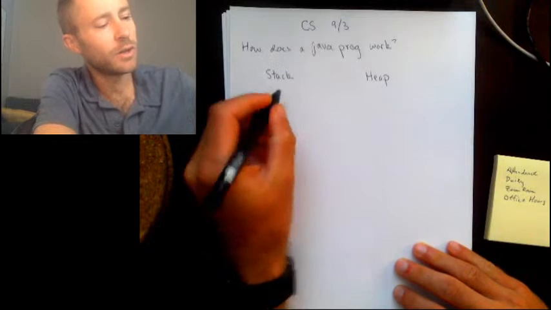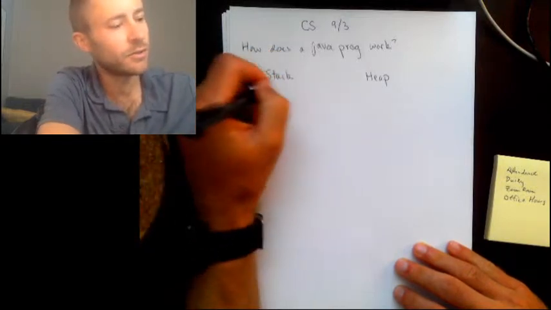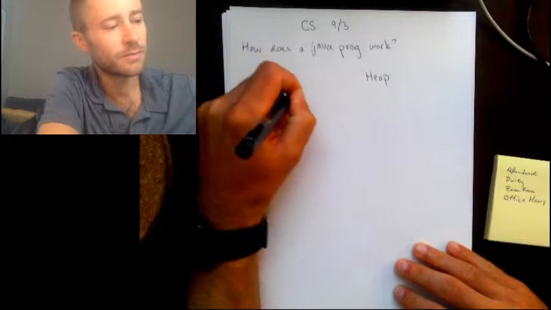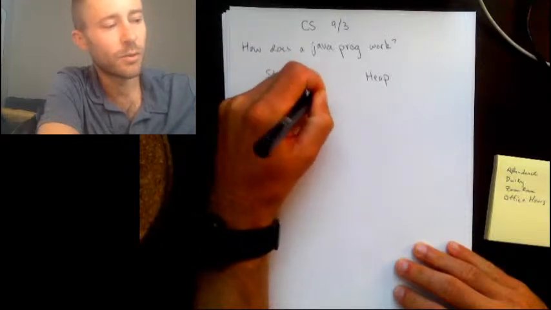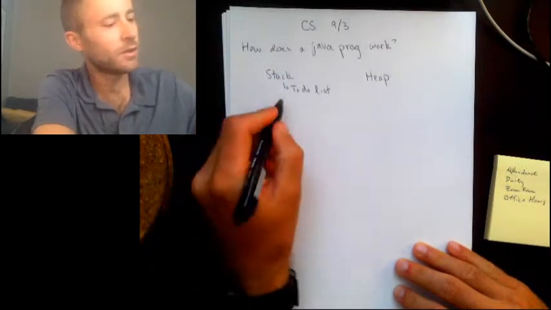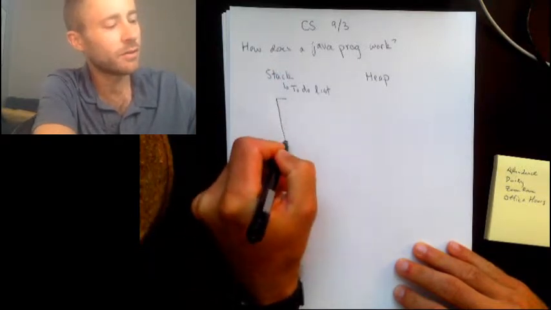Now, what is the stack? The stack is basically a to-do list for your program. So the stack is typically going to kind of look like this.